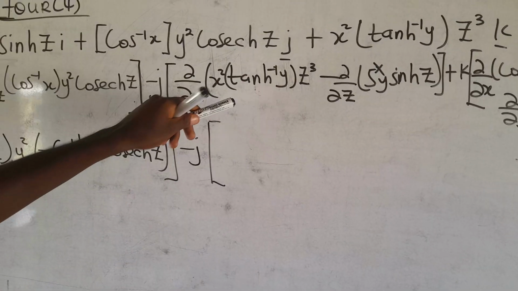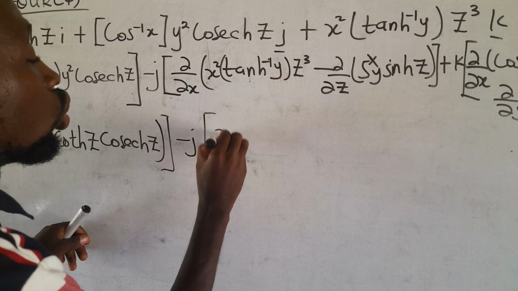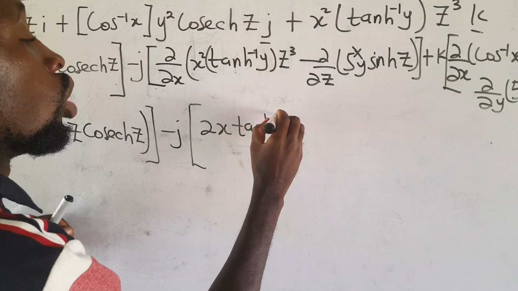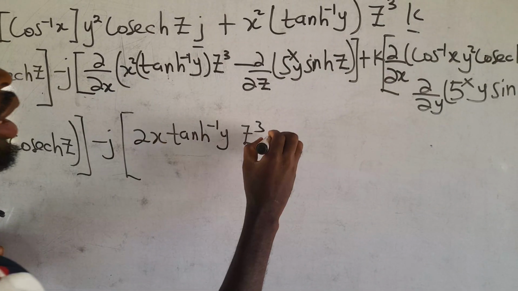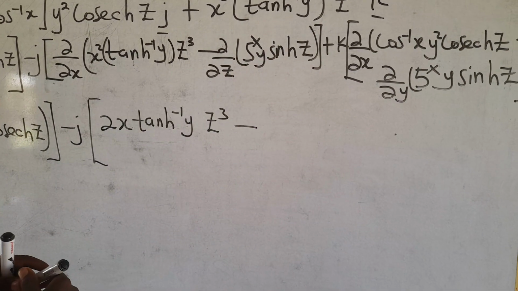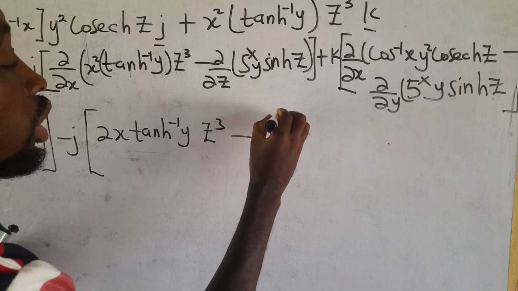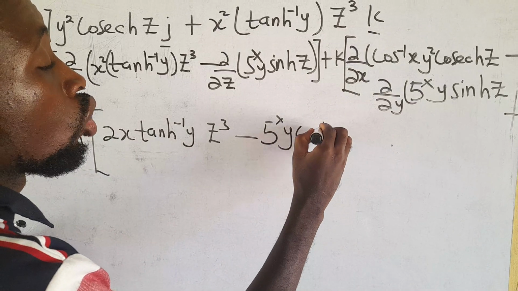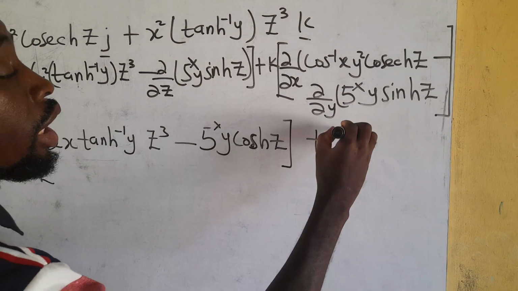Now we'll find the partial differentiation of this function with respect to x. So this will be held constant. When we differentiate this, we'll get 2x. We have tanh inverse of y, z cube, then minus. Now we'll find the partial differentiation of the function with respect to z. So that means we are going to differentiate shin z. When we differentiate shin z, we'll get cosh z. So we have 5 exponent xy cosh z. I hope you get that. Then plus our k.